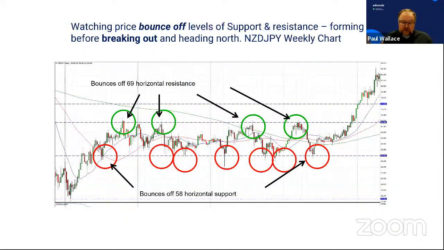I always put this example in because I find it fascinating, and it gives you an idea of the scale and the scope that we can deal with. This is actually the Kiwi dollar against the Japanese yen from a few years ago, but the example is still relevant. For nearly 4 years we had price bouncing off the 58 horizontal support level, and also bouncing off the 69 horizontal resistance level, and price just basically bounced off those levels for many years. So if you're a range bound trader, then you're very pleased that there's fantastic opportunity.